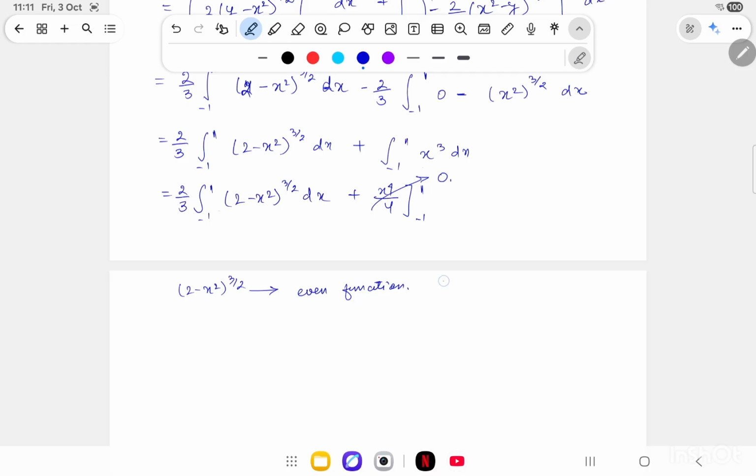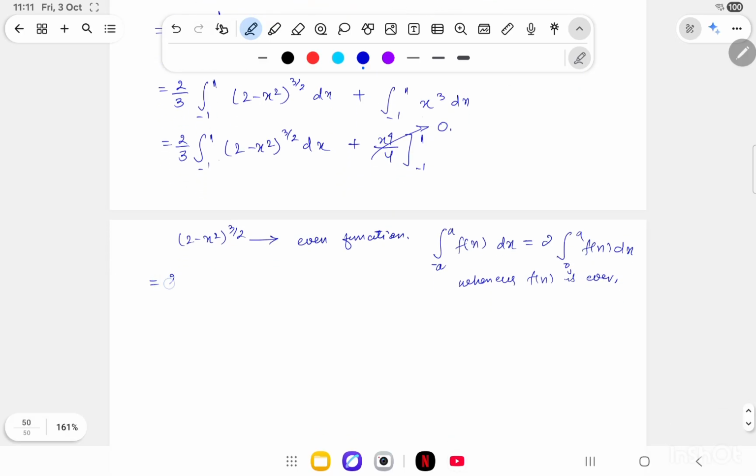So in case of an even function, the definite integral has a property: integration from minus a to a of f(x) dx is equal to 2 times integration from 0 to a of f(x) dx whenever f(x) is even, and it is 0 when f(x) is odd. So using that property, it will be equal to 2 by 3 integration from 0 to 1 of (2 minus x square) raised to 3 by 2 dx.